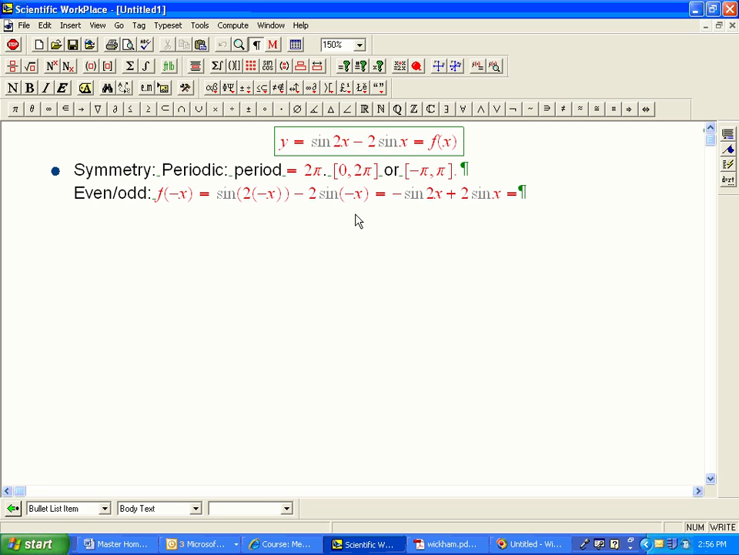Now, you just ask, there's 3 possibilities. Is that exactly what you started with? No, it's not equal to f of x. Is it exactly negative of f of x? Aha, it is. It's negative of the quantity sine 2x minus 2 sine x. So it's minus f of x. In that case, it's odd. The third possibility is that it's unrelated. It's just not either the exact same thing you started with or negative what you started with. And then there's no even odd symmetry. But this is an odd symmetry.